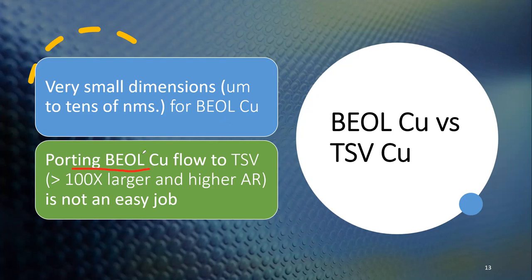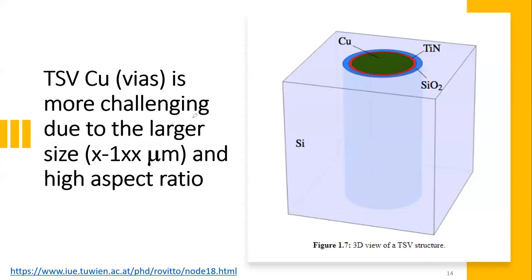But now you are going to port this process flow to TSVs. These TSVs are about 100 times larger. They are microns, 100 microns, something like that, and with a higher aspect ratio, 10, you know, 18. But these big numbers make it too big to fail. The difference is not just in terms of the size, but in terms of transport properties. And that's the message I want to convey. It's much more challenging due to the large size. Say one micron, a couple microns here, and then the 200 micron.